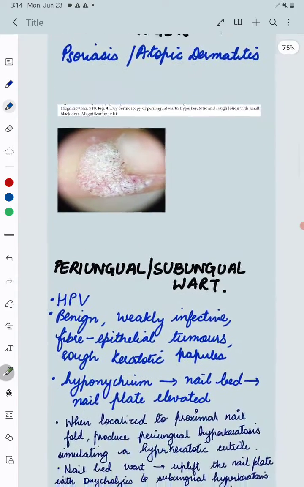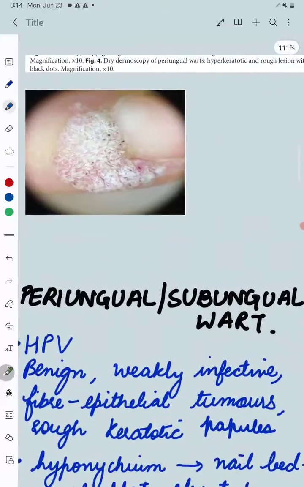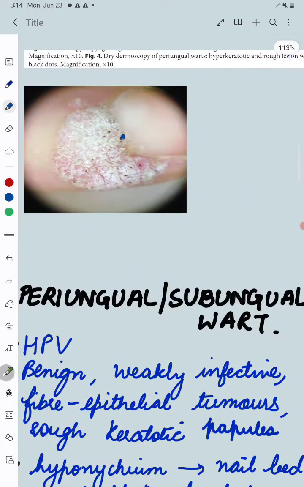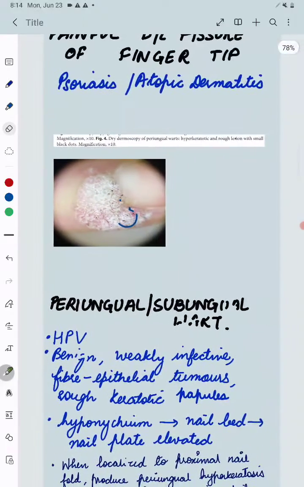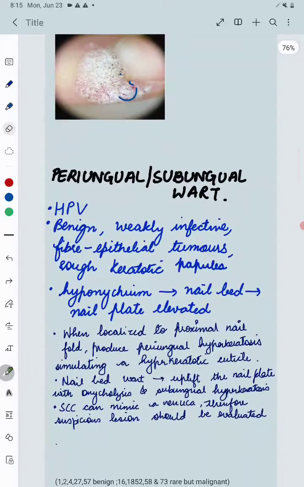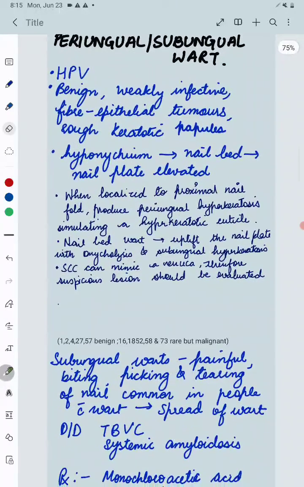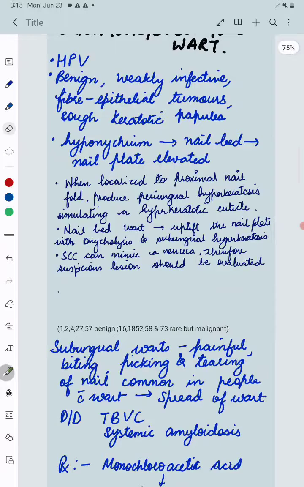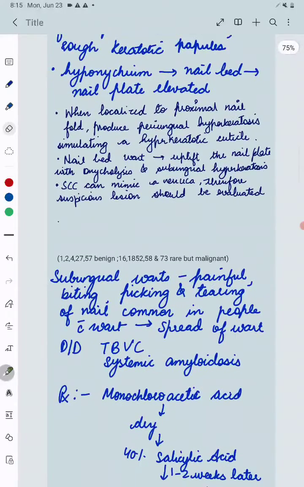Now this is periungual or subungual wart. It looks like this under the dermoscope. You can see pinpoint bleeding points. This helps to differentiate it from other diseases. It is caused due to HPV and it is benign, weakly infective. When it is localized to proximal nail fold, it produces proximal periungual hyperkeratosis, which resembles a hyperkeratotic cuticle.